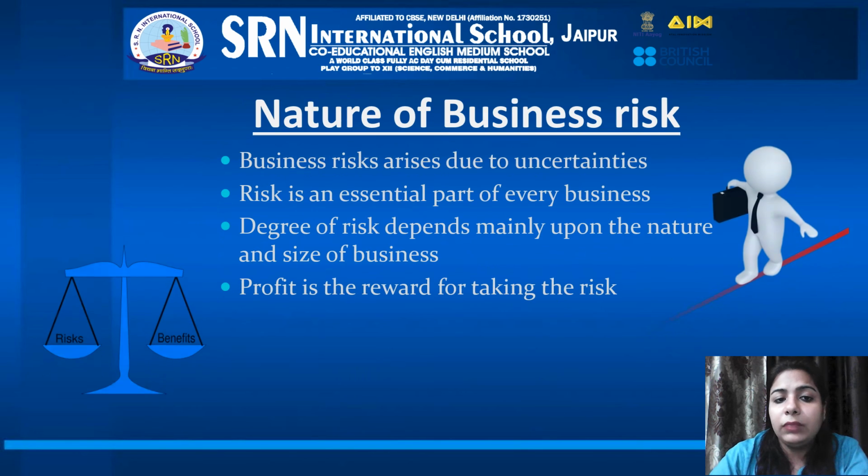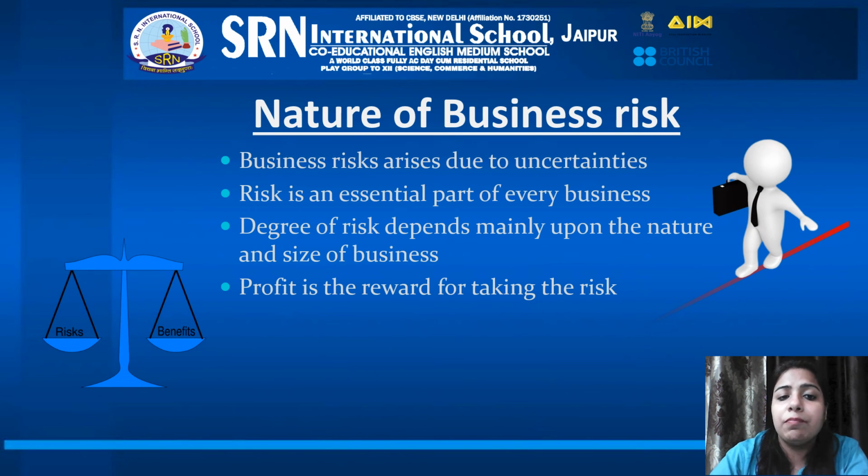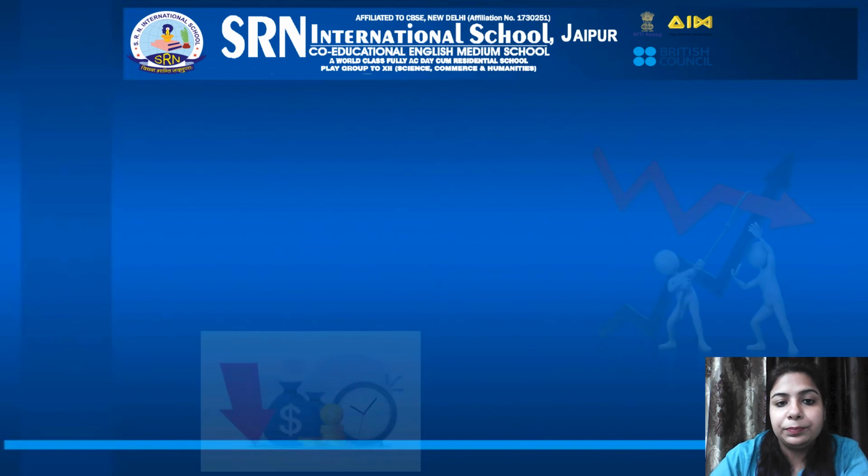Okay. Now, nature of business risk. Business risk arises due to uncertainties. Risk is an essential part of every business. Degree of risk depends mainly upon the nature and size of business. Profit is the reward of taking risk.